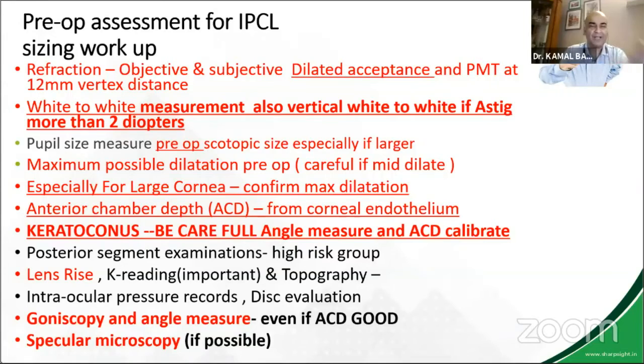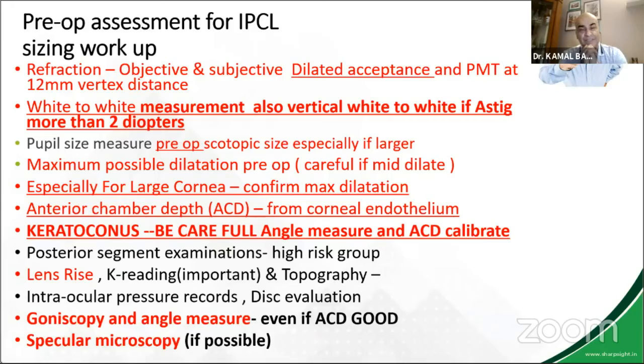So this is where I come to the major punchline of the slide. Refraction is the bottom line. You should have a very, very accurate refraction. I recommend a cycloplegic refraction for all my patients, because a lot of times these patients may be wearing overcorrection of their glasses. They could be accommodating, and you can land up getting a wrong calculation. Second thing is, in case you have an astigmatism, especially more than 2 diopters, also measure vertical white to white. If the pupil size preoperatively, scotopic, is large, please order a large lens and mention large in the file.